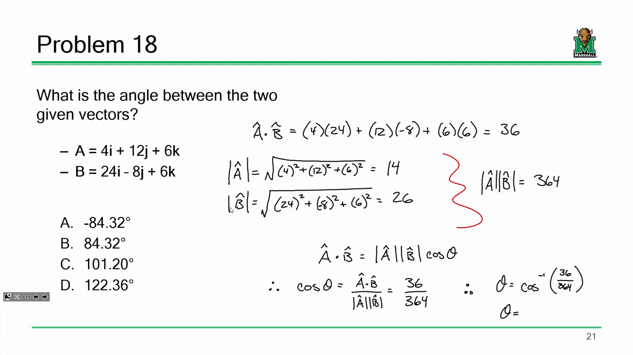You just got to do this part right here. This is this part. What'd you get? B. Yeah, 84.32 degrees. Did you get that? Well, when you get your answer, just multiply by 180 over pi. Got it? Okay. Good?